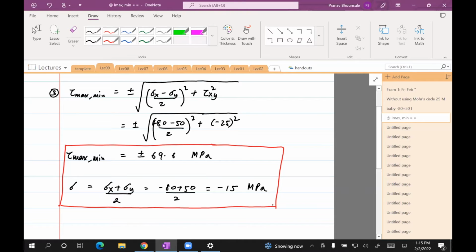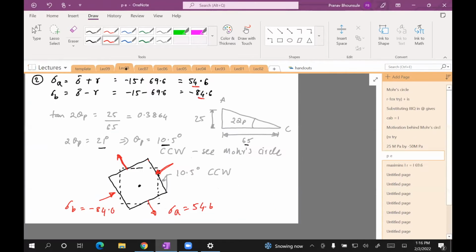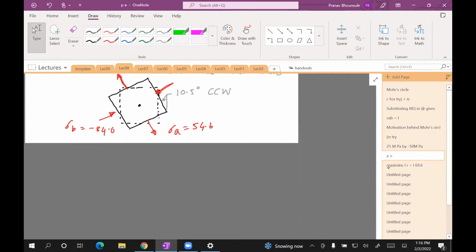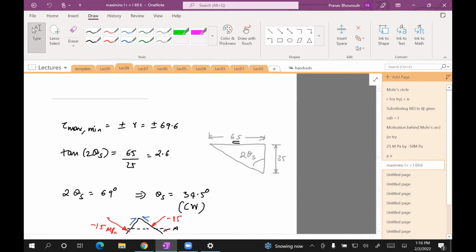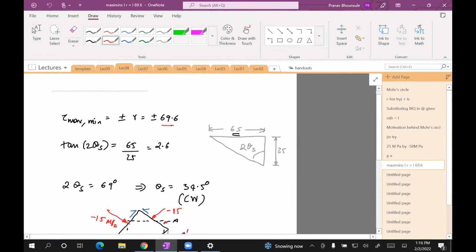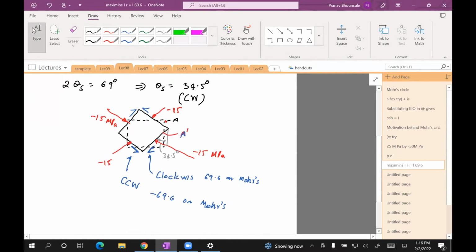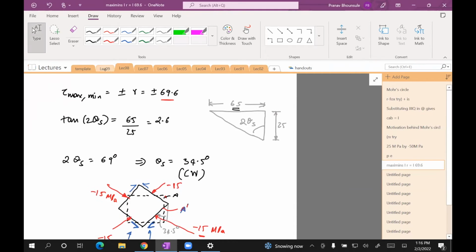Okay, we can quickly go back and check if this is the same answer we get using the other method, the Mohr circle method. So 69.6 and minus 15. Go back to here. So we have 69.6 for the stress, and I did not quite show the principal stress is right here, minus 15, right?